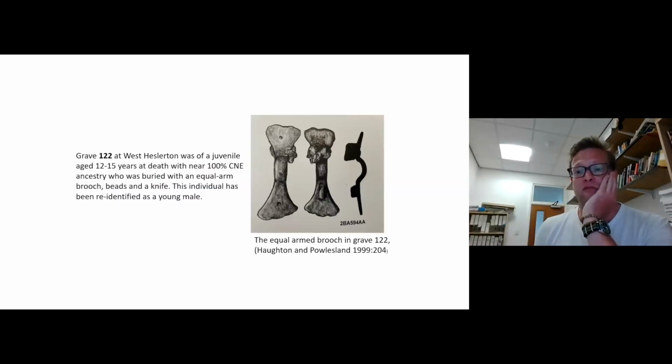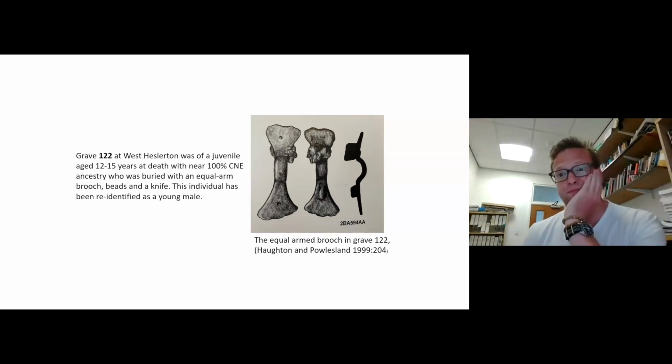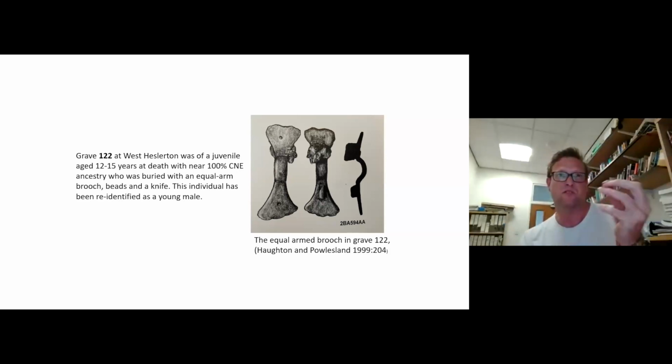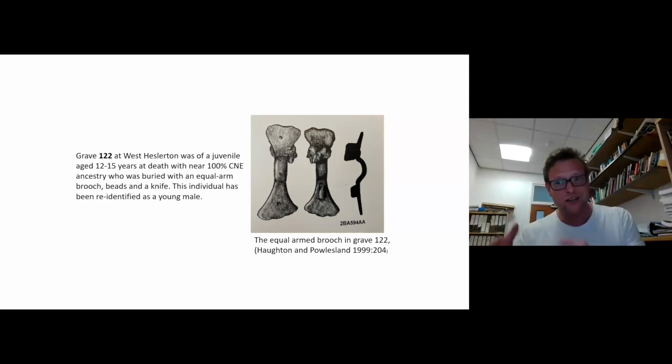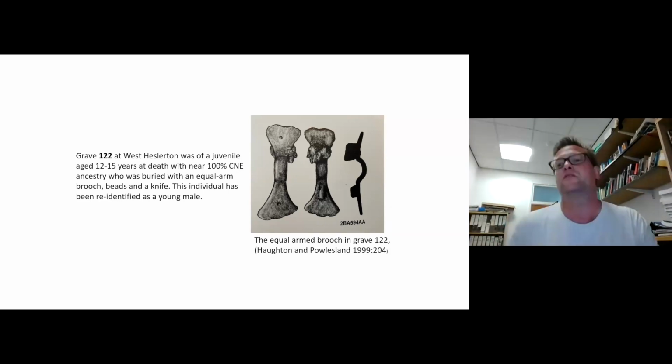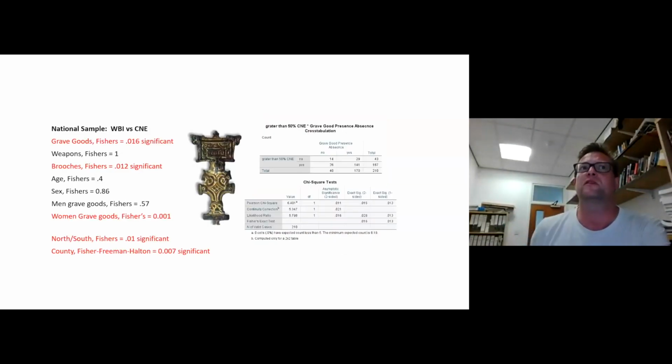West Hazelton grave 122 was a juvenile aged 12 to 15 years old, and he was buried with this small equal-armed brooch. It's a very early burial. He was also buried with a small number of beads. In fact, this is probably one of our earliest burials, middle to later 5th century. And so it may be the chronology rather than a difference in the way of approaching dress that inspired this difference. But it is important to note that there is still a variation worth exploring there.